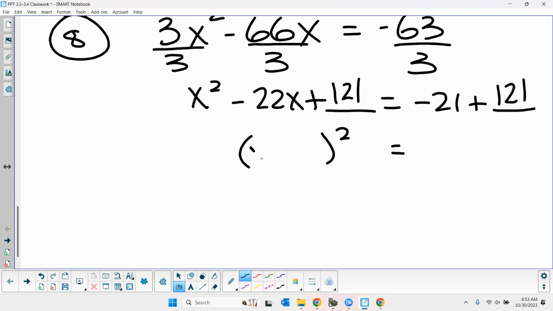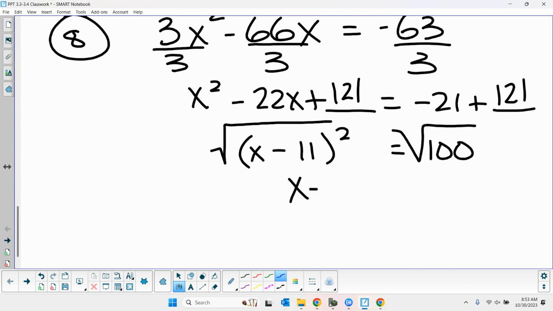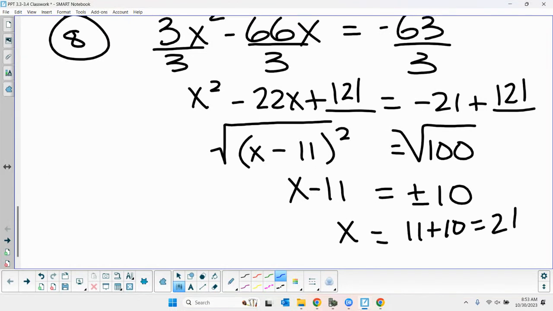The square root of x squared is x. The minus sign's in front of the 22, so we go minus. The square root of 121 is 11. -21 plus 121 is 100. Now we're going to take the square root of both sides. And we get x minus 11 equals plus or minus 10. Square root of 100 is 10. So then I add the 11 over. So I get 11 plus 10 and 11 minus 10.